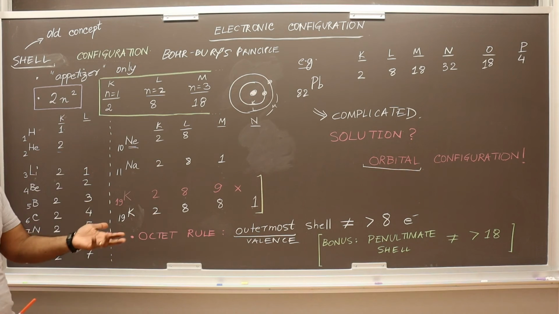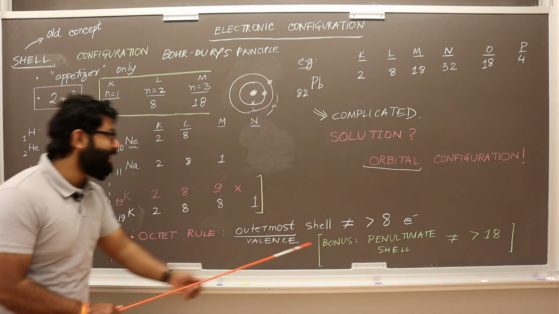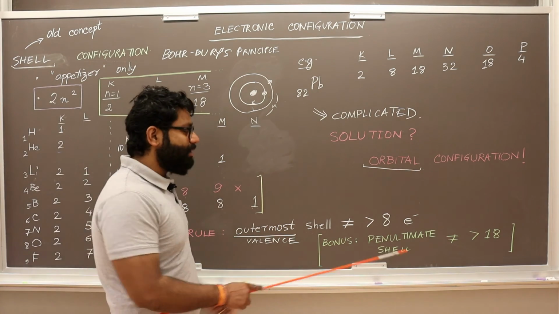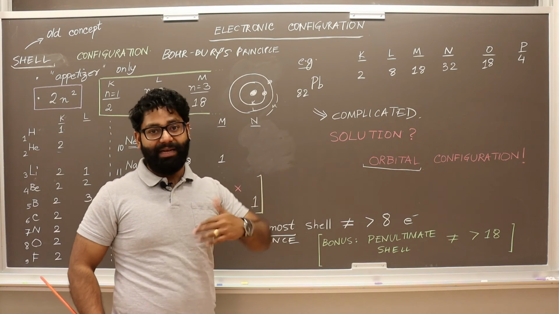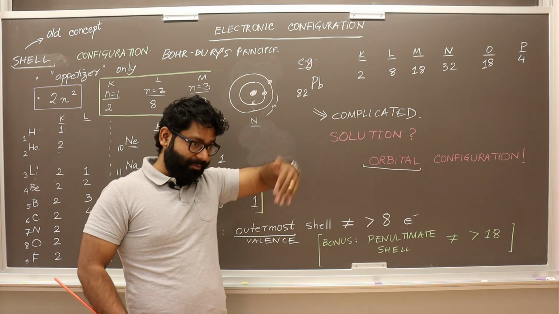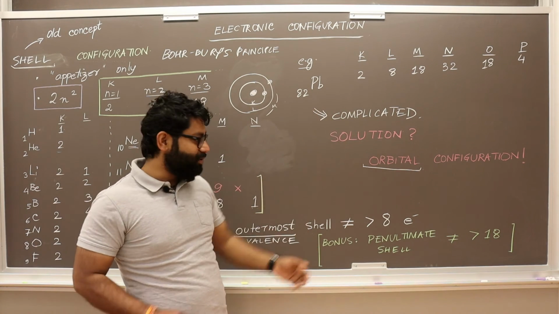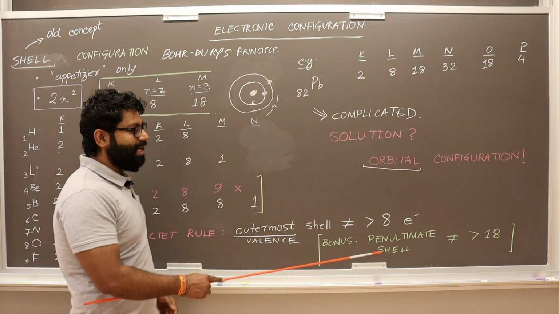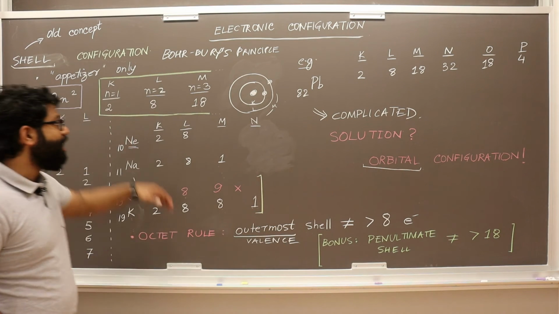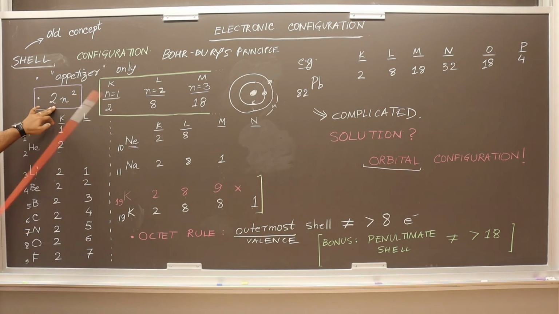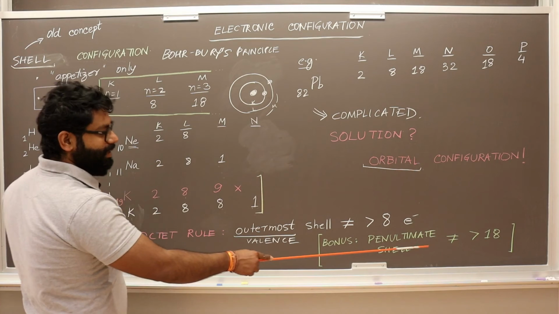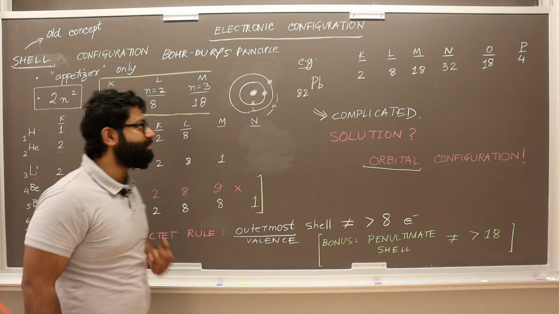Okay, let me introduce you to another bonus rule that comes in for the Bohr-Bury's principle, which is the penultimate shell, penultimate being the second but last. So the outermost is called the valence. The one just behind the outermost is called the penultimate shell. The penultimate shell cannot have more than 18 electrons. So there is another rule that is coming in. The first rule being the 2n squared, second being the octet, in which the outermost shell cannot have more than 8, and the penultimate shell taking no more than 18 electrons.